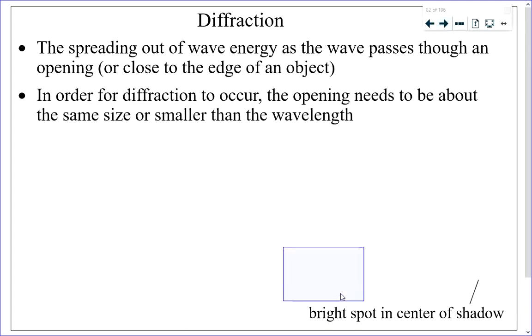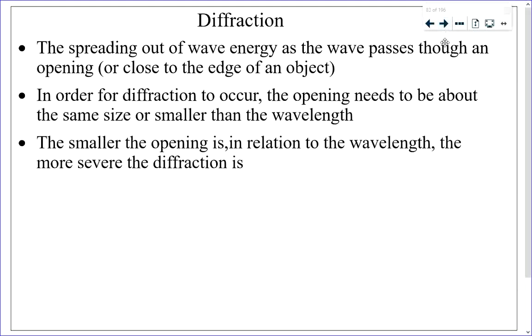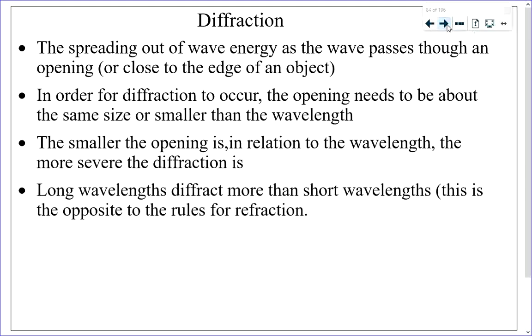In order for diffraction to occur, the opening needs to be basically the same size as the wavelength or smaller than the wavelength. And as the opening gets smaller in relation to the wavelength, the more severe the diffraction is. So the more the wave or the light will spread out. What that means, since you're comparing the size of the opening compared to the wavelength, is that long wavelengths will diffract more than short wavelengths.